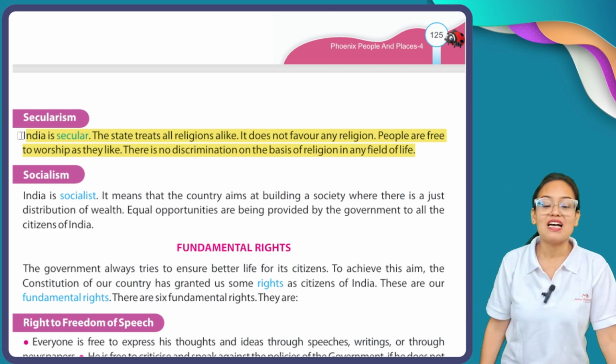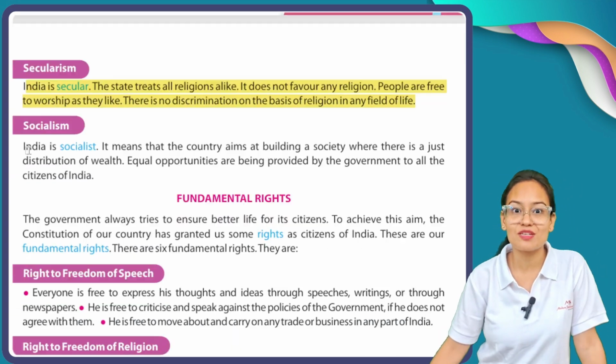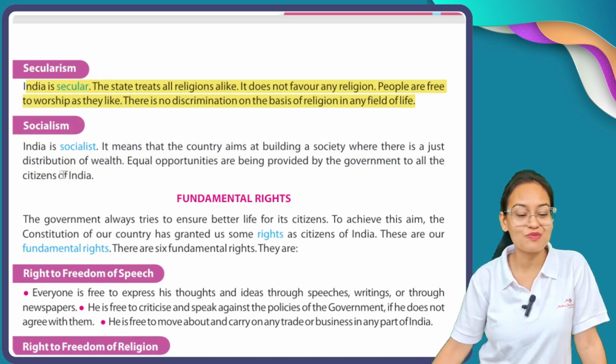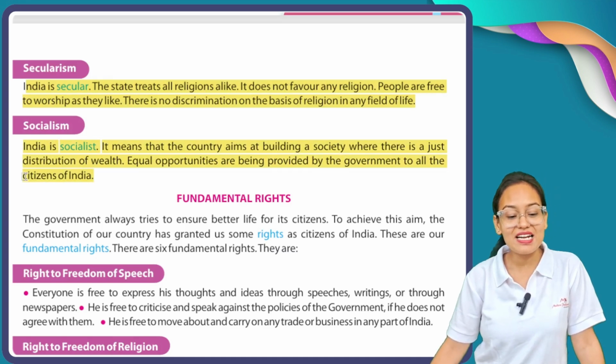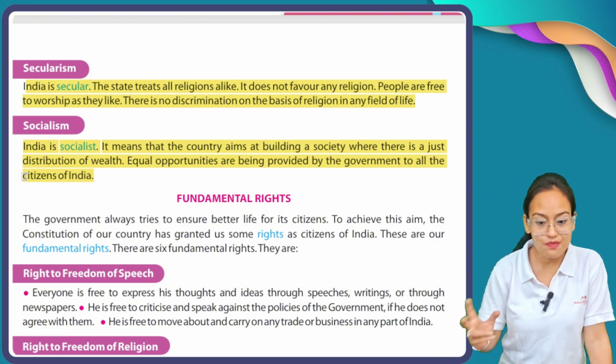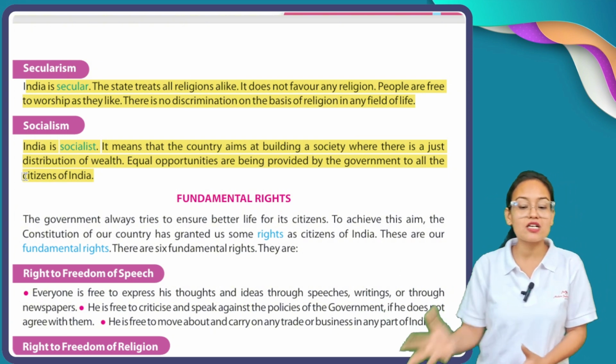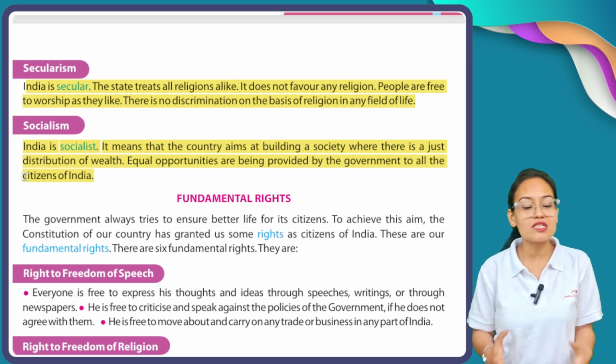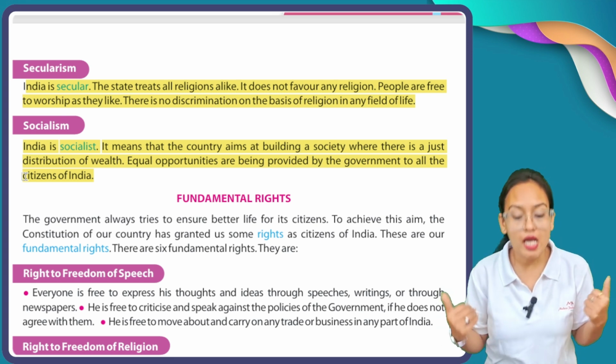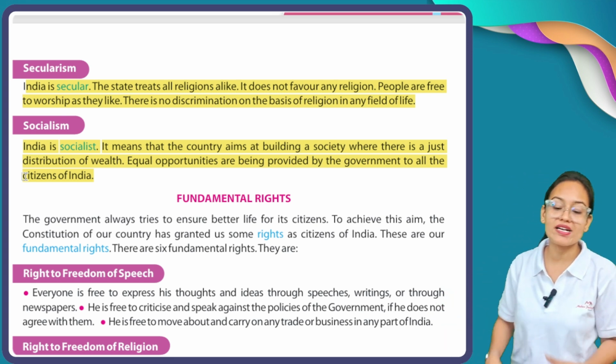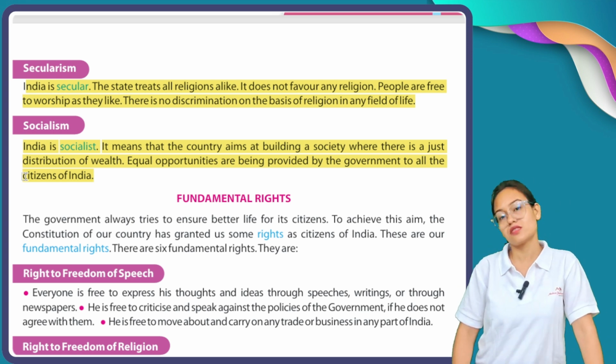Okay, now the third term comes: socialism. Now, what is the meaning of socialism? Come with me and discuss. India is socialist. It means the country aims at building a society where there is just distribution of wealth. Equal opportunity is being provided by the government to all the citizens of India.